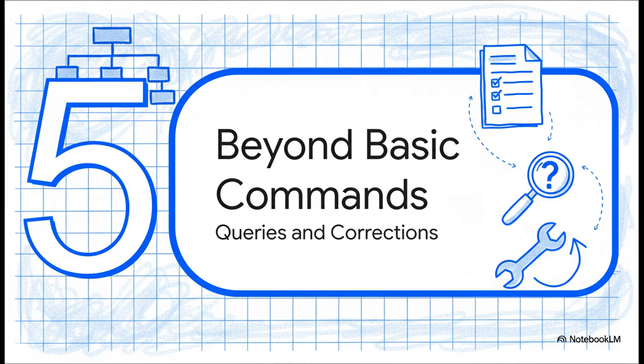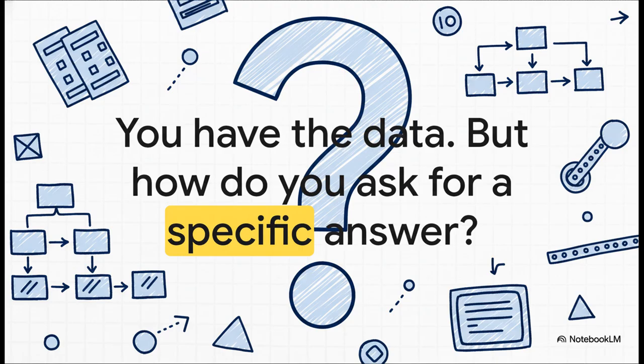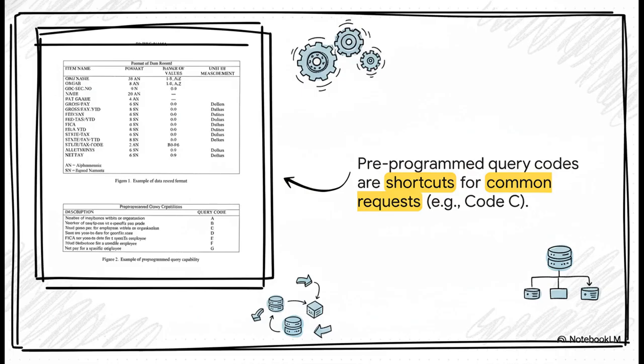I mean, getting a massive report is one thing, but what if you just need one specific piece of information from it? You can't just browse through it, you have to ask a perfectly formed question. And to make this a little easier, the SIOM provides a list of pre-programmed query codes. You can think of them as shortcuts. So instead of writing some complex command to calculate the total gross pay, the operator can just use query code C. It's a super efficient way to get common answers fast.